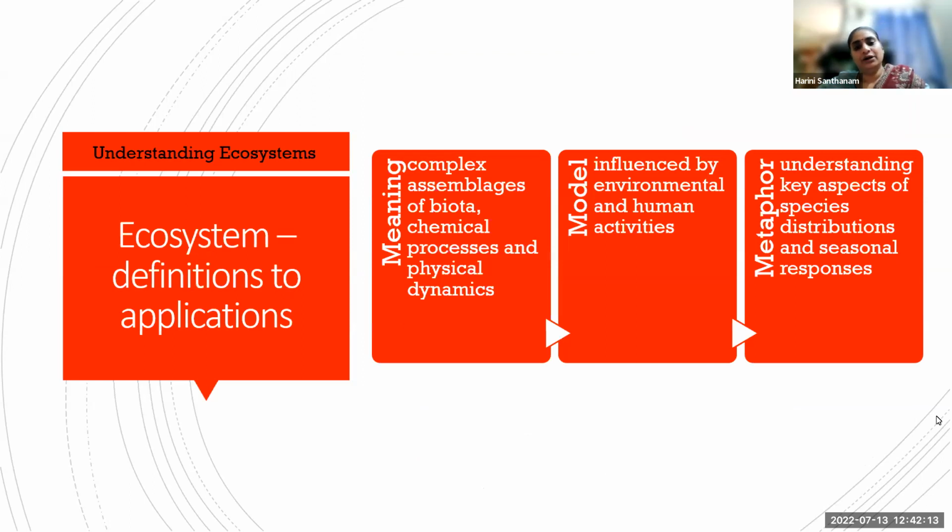Now I'm going to talk a little bit about how we can apply this to understand the conceptual part further. The meaning, to synthesize, is complex assemblages of biota, chemical processes, and physical dynamics influenced by environmental and human activities. Also, this should reflect the applicability of sustainable development through understanding the key aspects of distributions, with reference to how the environmental and human activities are influencing each other.